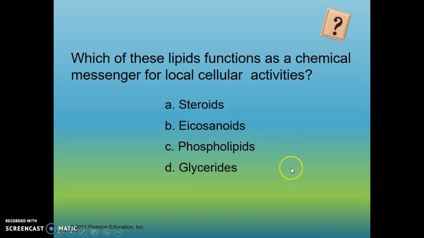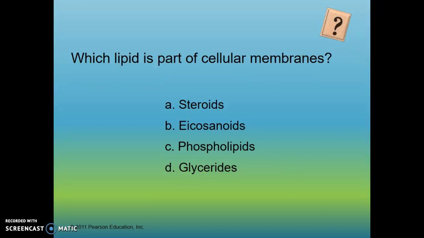Which of these lipids functions as a chemical messenger for local cellular activities? That would be the eicosanoids. Which lipid is part of a cellular membrane? Phospholipids.